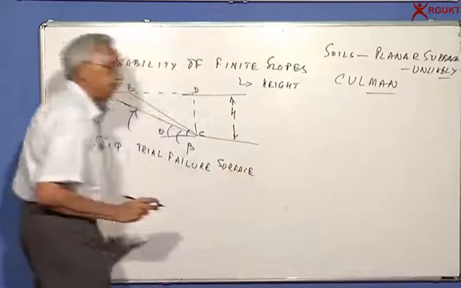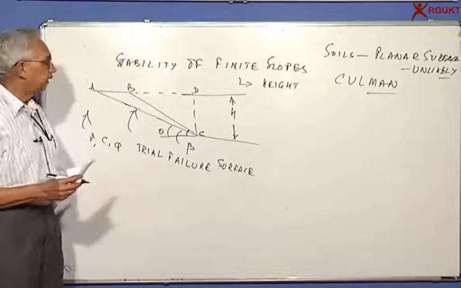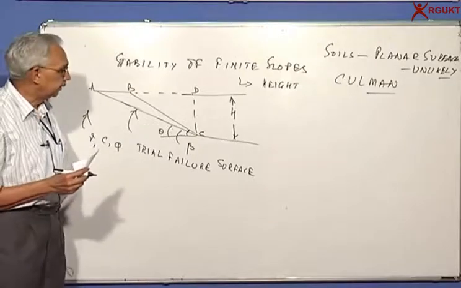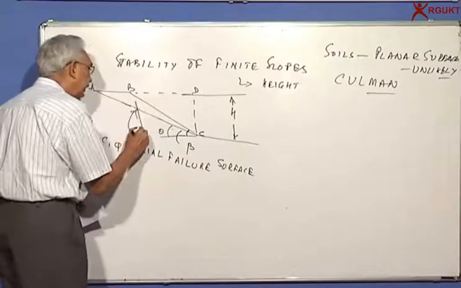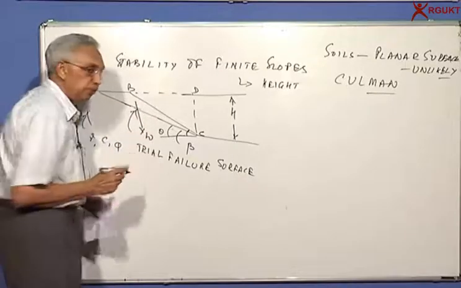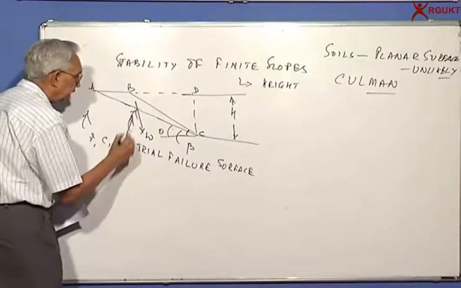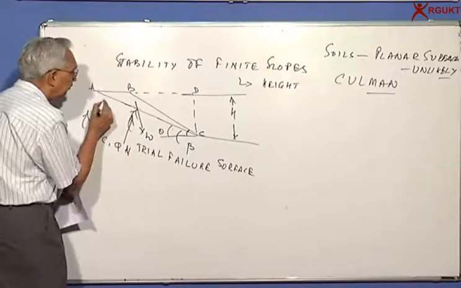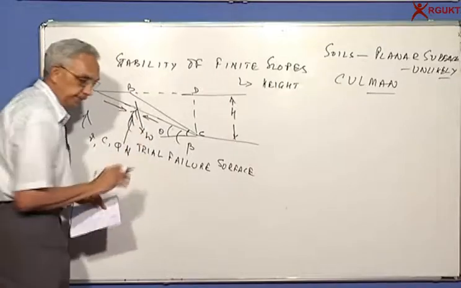We do not know where the failure is likely to occur, so let us say it is inclined at an angle theta with respect to the horizontal. So again, coming back to our earlier analysis, I need to know what is the gravitational force, then what is the reaction, normal force, and what is the shear strength that can be mobilized.